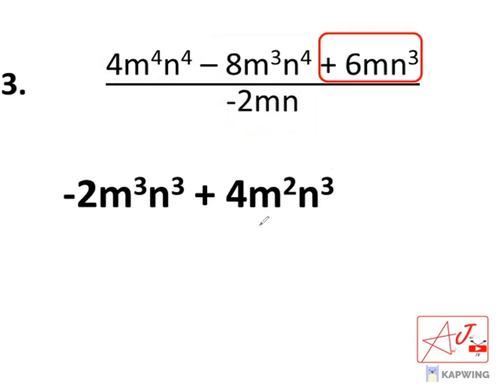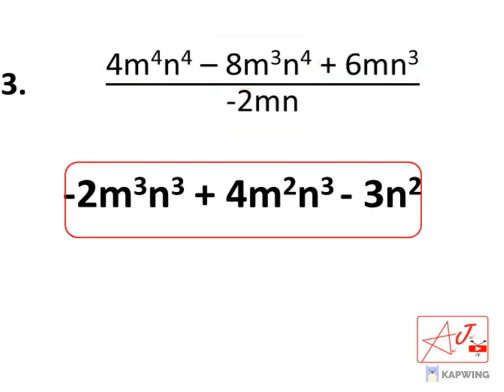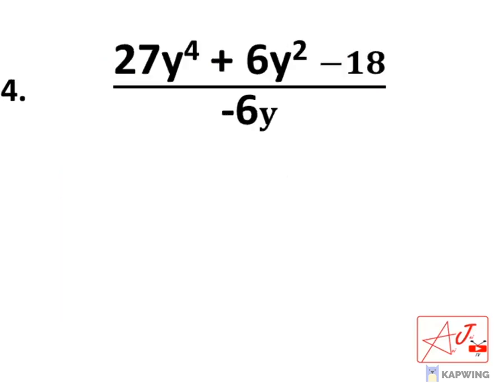Isang positive, isang negative. So ang ating magiging answer ay negative. And 6 divided by 2 ay 3. 1 minus 1 ay 0, kaya hindi na natin isusulat si m dahil eliminate na siya. And then 3 minus 1 ay 2. Kaya ngayon, ang ating final answer ay negative 2m cubed n cubed plus 4m squared n cubed minus 3n squared.